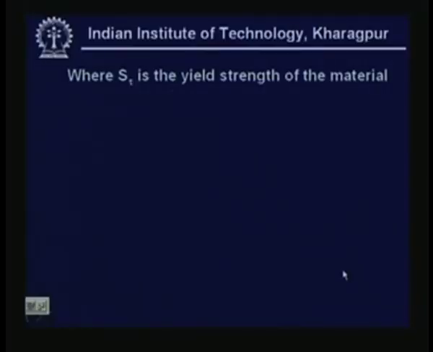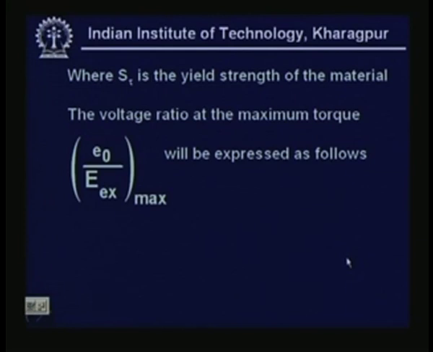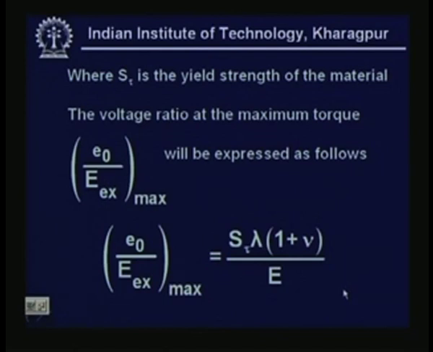Now, S tau, which was in the previous equation, is the yield strength of the material, right. Now, the voltage ratio at the maximum torque, E naught upon E subscript x maximum, can be expressed as follows: E naught by E x max equals S tau lambda (1 plus nu) upon E, right. S tau is the yield strength, lambda is the gauge factor, nu usually is around 0.3, and E is the Young's modulus of elasticity, right. So, it will give you the maximum voltage output for a particular value of the excitation.